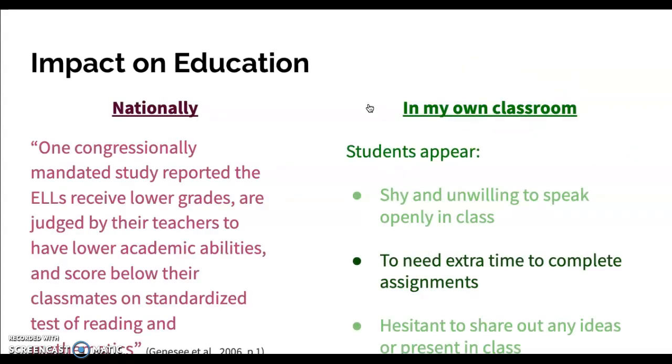And one of the reasons is because ELL students tend to receive lower grades and are then judged by their teachers to have lower academic ability, especially when they score below students on standardized tests. Standardized tests are so problematic in so many different ways, especially against lower income and EL students. So that's a whole different PowerPoint. But all of these things create low self-esteem in academics. There are challenges, different things compound, and they have the highest dropout rate.